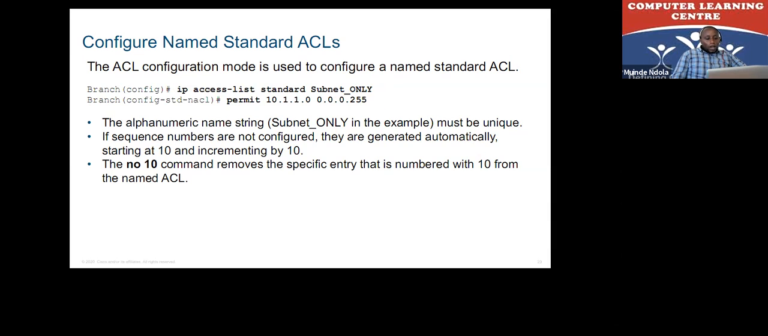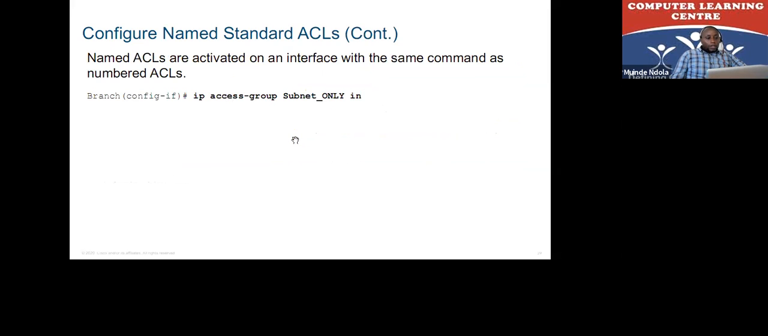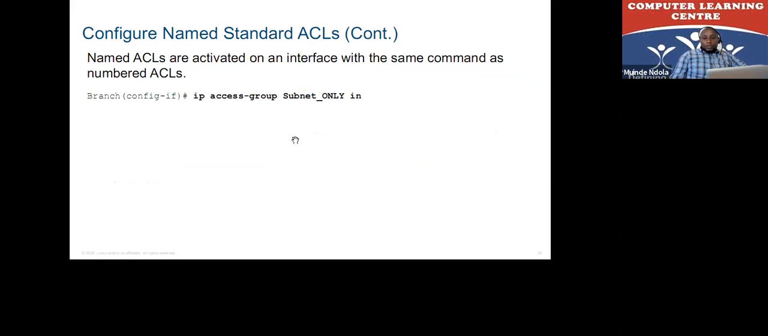So there you can see we have IP access list standard subnet_only. So our name is subnet_only, and we have already specified that it is a standard. Then we say permit 10.1.1.0 0.0.0.255. So now you can see that it becomes easier for you to do the configurations. Okay. Now, when you're going to apply the access list on the interface, you refer to the name.